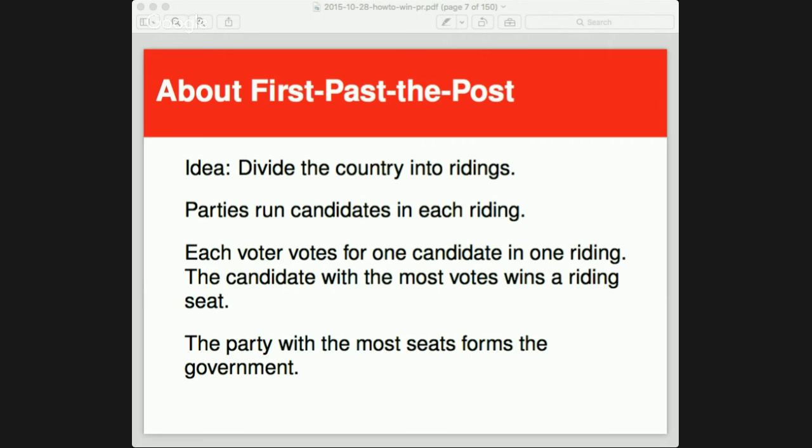So all of the people who hate proportional representation are like, this is so easy, this is so understandable. And then whoever gets the most ridings gets the most seats, and then they get to form the government, right? So easy. So what could possibly go wrong?